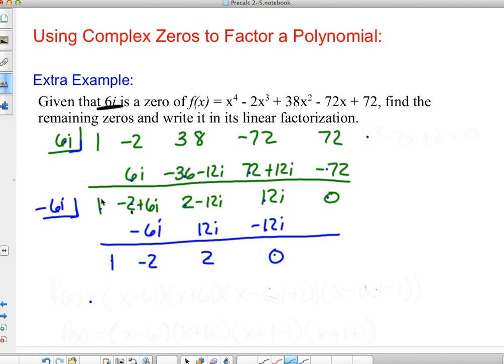So we're going to go up here. We got x squared minus 2x plus 2 equals 0. I'm going to complete the square by finding my other 2 zeros of this function. I already know the first two, 6i and negative 6i. And why I can say it's the other 2 is because it's to a power of 2, okay?